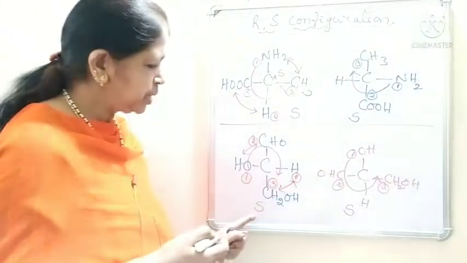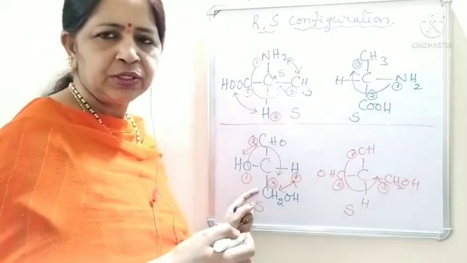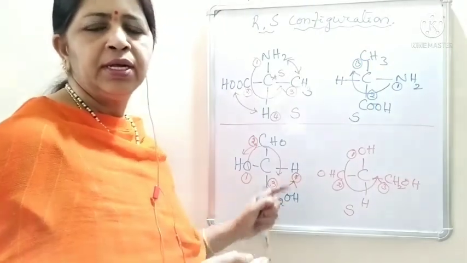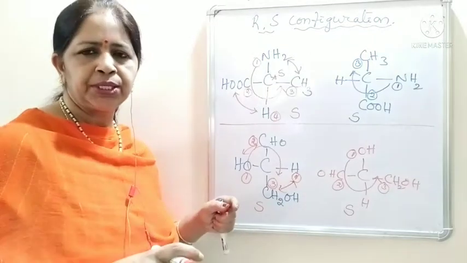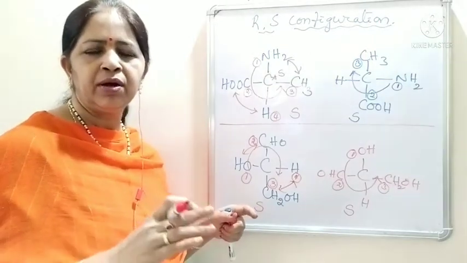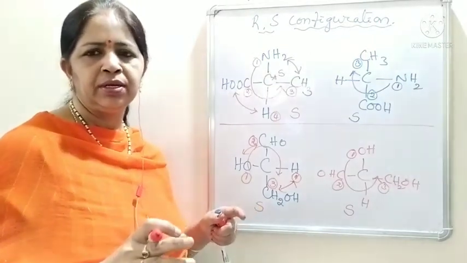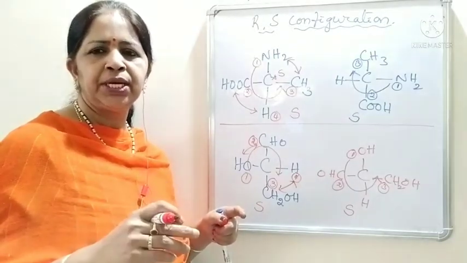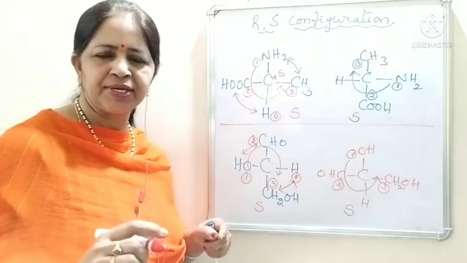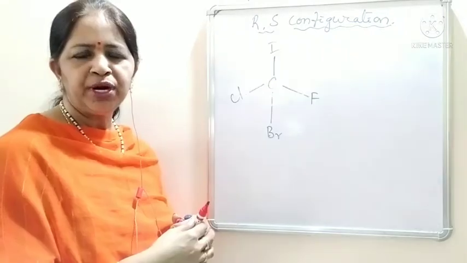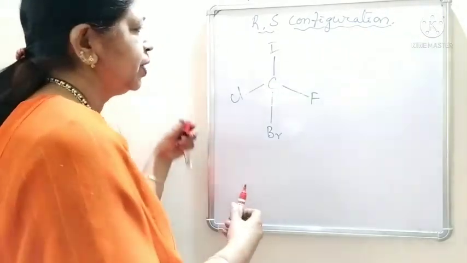See, the same S configuration in both. So, we can prove that the even number of exchanges on the chiral carbon atom will not change the configuration. The odd number of exchanges will change the configuration. Okay, students. One more important point and interesting point.